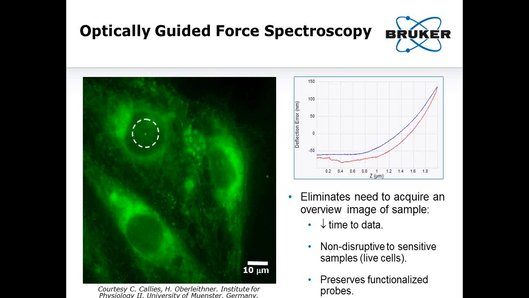The key advantage to this is the elimination of the need to acquire an overview AFM image of the cell in order to locate the same structures or regions. This decreases the time to data and is non-disruptive to the cells. And in cases where researchers are using probes functionalized with a protein or a small molecule, this actually helps to preserve the probe, as the only time the probe-bound molecule comes into contact with the cell surface is during the targeted force measurements.